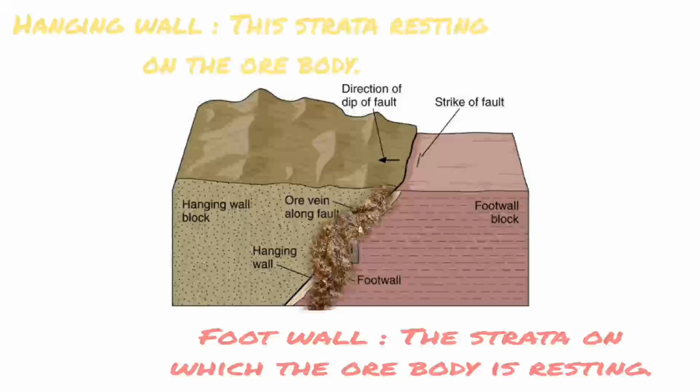Clearly you can see in the picture the ore or vein along the fault. Just see the picture. The hanging wall is resting on the ore body and the ore body is resting on the footwall. So you can know the hanging wall means the strata resting on the ore body and footwall is this.